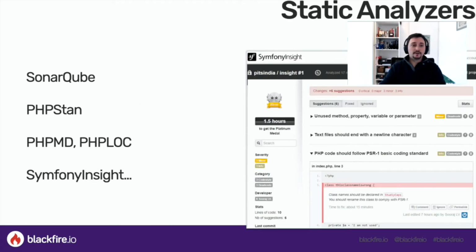Then there are static analyzers. Amongst the static analyzers, most of the well-known ones include SonarQube, that also can rely on things such as PHPStan, PHP Mess Detector, PHP Lines of Code. Symfony Insight is a great one. Although it's named Symfony Insight, it's not necessarily usable only for Symfony. By the way, you can really try it out on the Laravel code base and find it very useful.